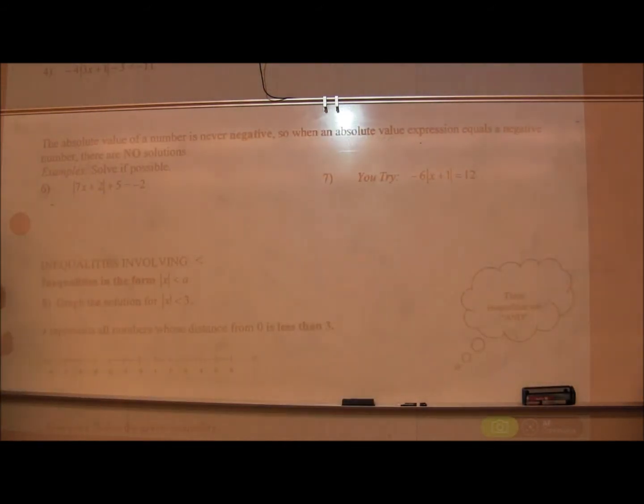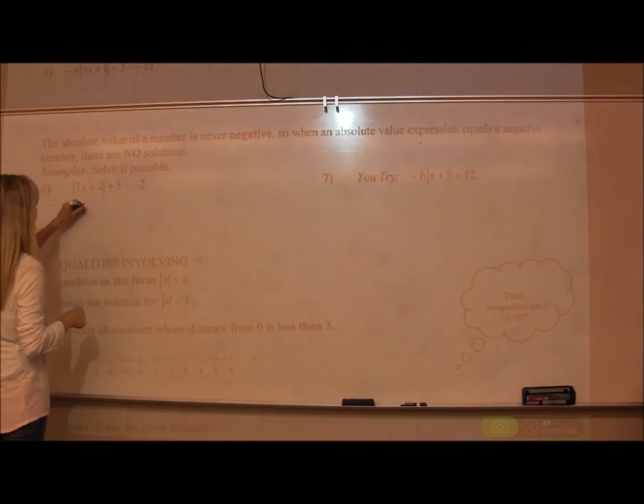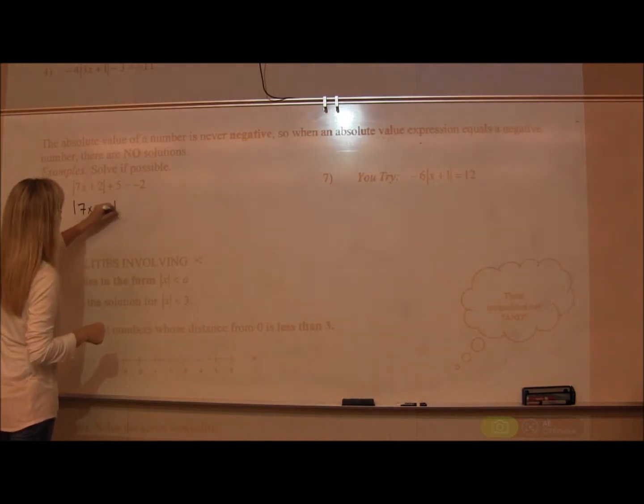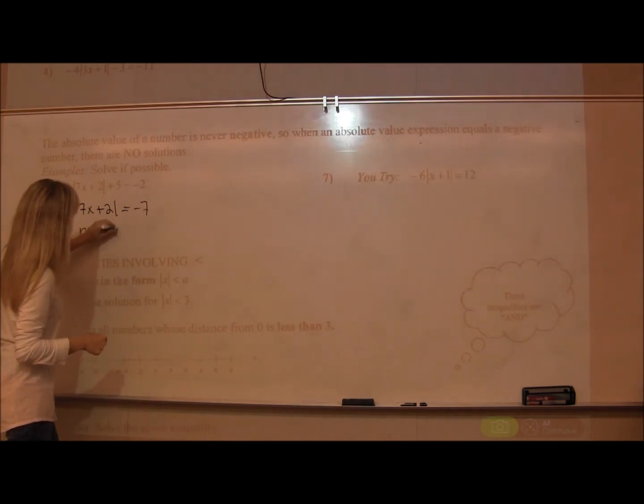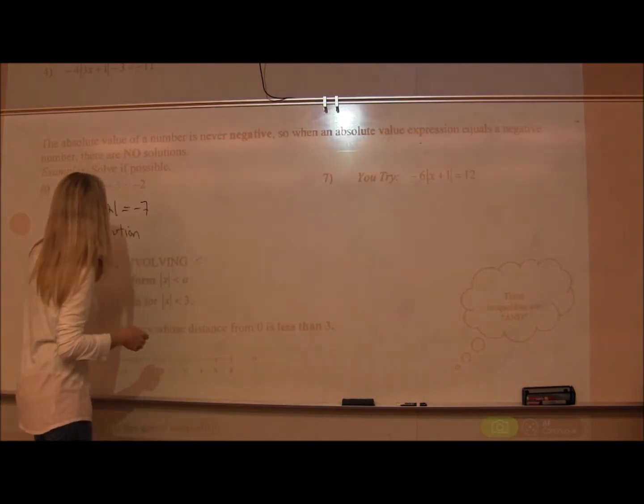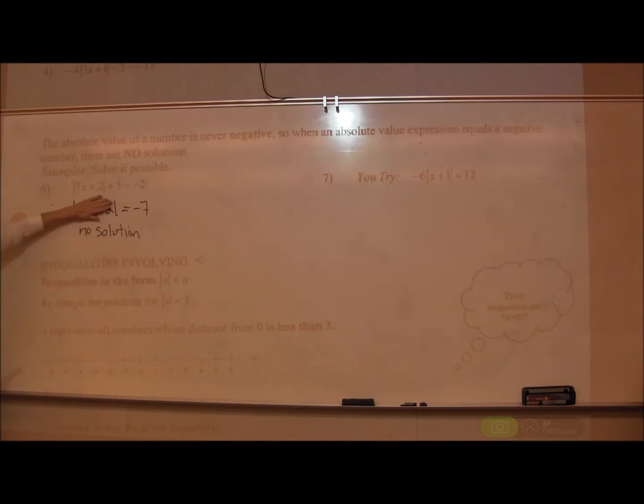So I'm going to subtract 5 from both sides. The absolute value of 7x plus 2 equals negative 7. No solution. Because it doesn't matter what's inside here. When you take the absolute value of it, it has to be positive. So this is impossible. You'll like that when you get one of these on a test, because you're done. You can write no solution. Don't leave it blank. This isn't your answer. This is your answer. There's no solution.